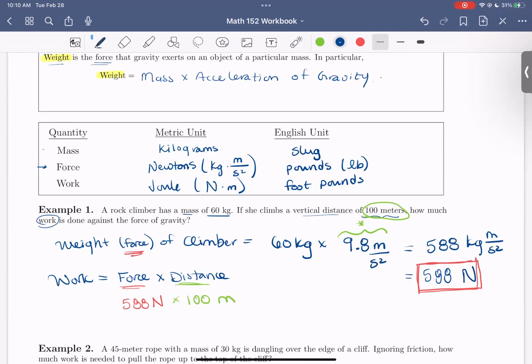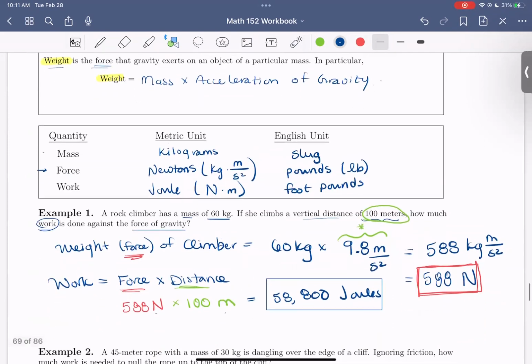So we multiply this out. We get 58,800 Newton meters, which are joules. So our solution, our answer, is 58,800 joules. And that is the amount of work done against the force of gravity that this climber exerts. All right, awesome job going through these preliminary terms and our example 1.